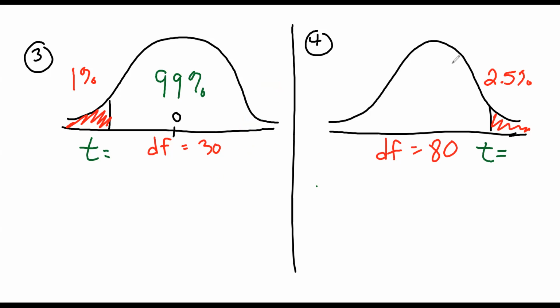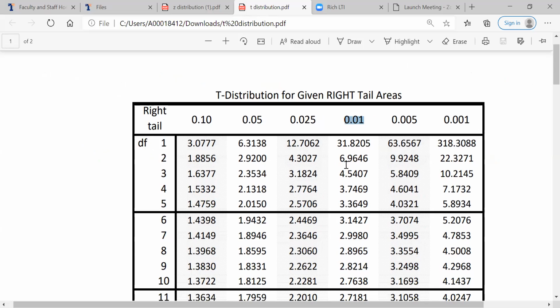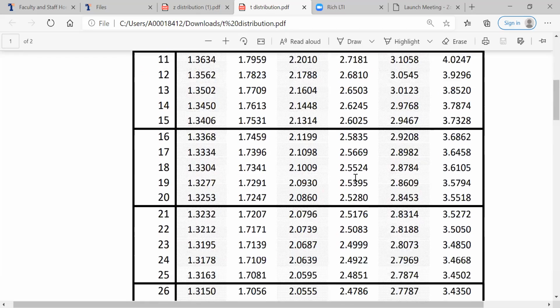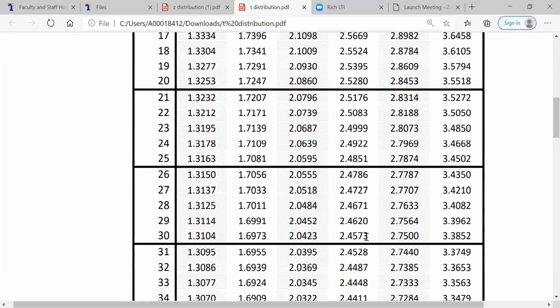Let's do it. 1% in the tail, 30 degrees of freedom. 1% in the tail, so that would be column number 4, 30 degrees of freedom. Fourth column, row 30, 2.4573.